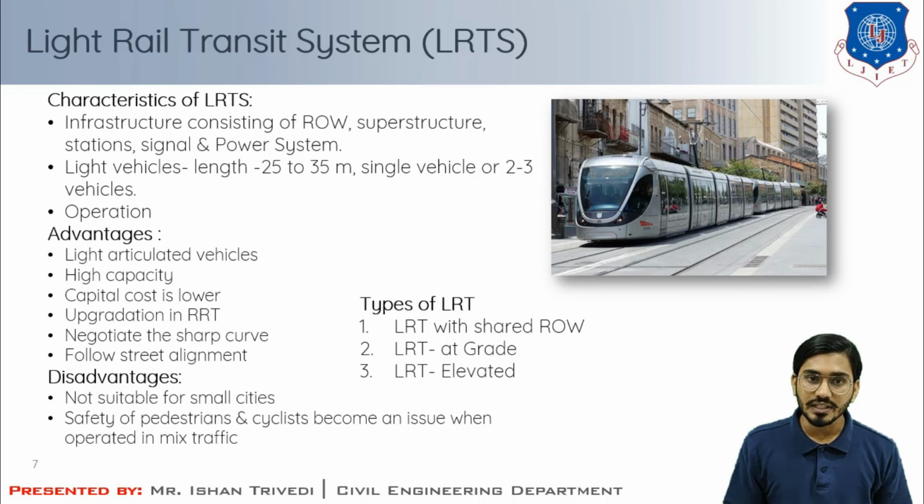Then LRT at grade. They are operated at grade with the standard gauge track, and the efficiency is significantly more when compared with the LRT operation in shared right of way. Then LRT at elevated. Instead of operating in the shared right of way, the system is operated on elevated bridges, and it is effective where the ROW is narrow, or you can say not available.